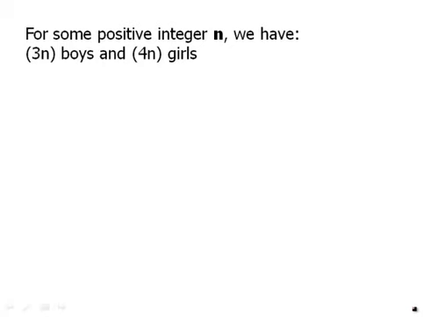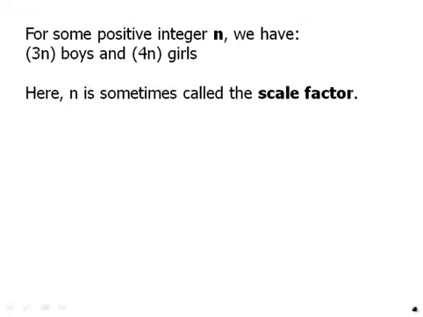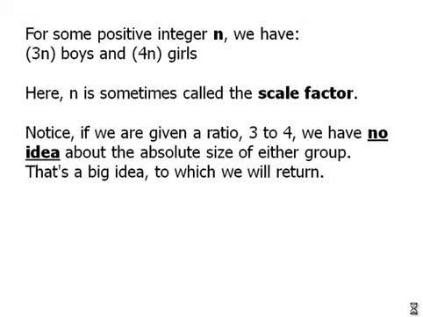For some positive integer n, we definitely have 3n boys and 4n girls. We can definitely say that if we're given a 3 to 4 ratio. Here n is sometimes called the scale factor. Notice, once again, if we're given a ratio 3 to 4, we have no idea about the absolute size of either group. That's a big idea to which we will return.